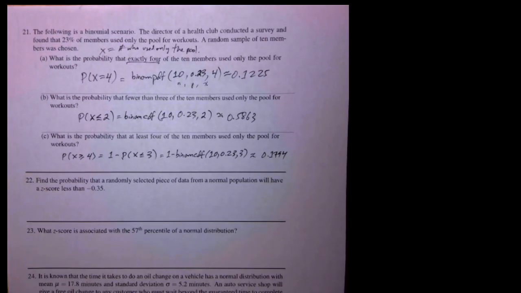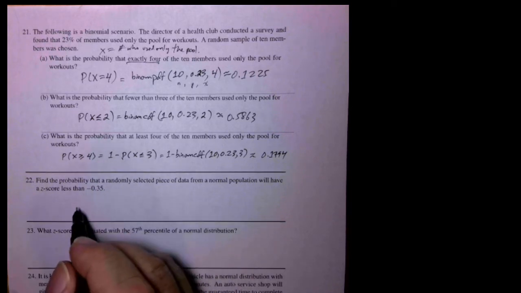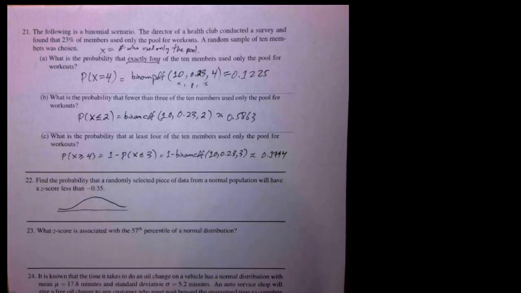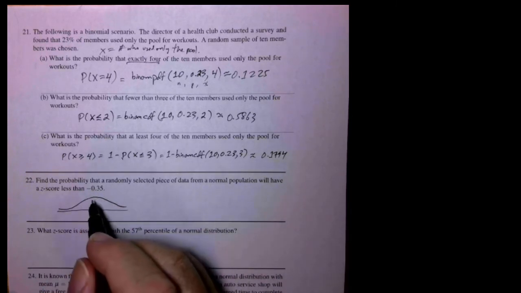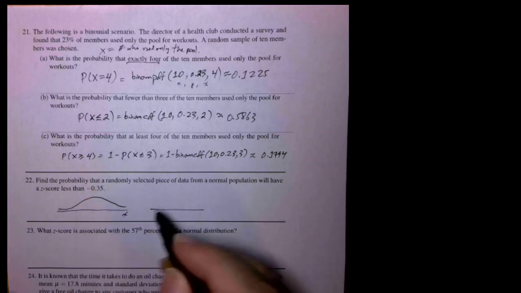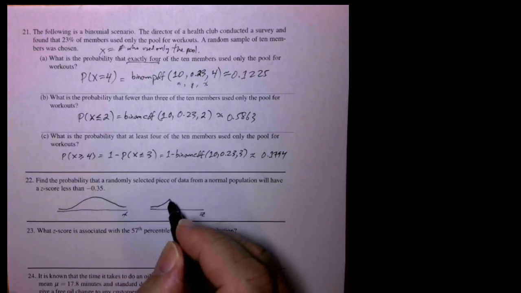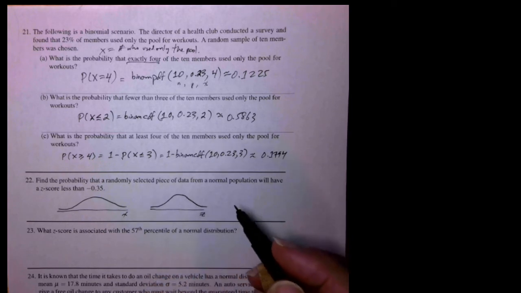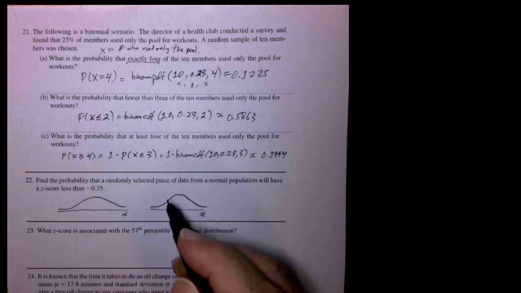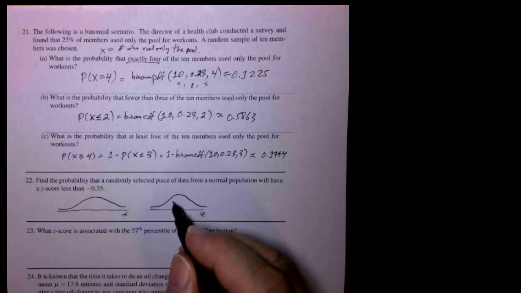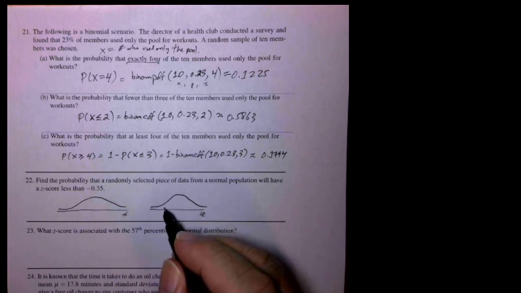Okay. Number 22. Find the probability that a randomly selected piece of data from a normal population will have a z-score less than negative 0.35. Let's draw a picture. So here is my normal population, and call that one x, and this will be z, right? So this is the standard normal over here. A z-score less than negative 0.35, that would be out here somewhere, right?